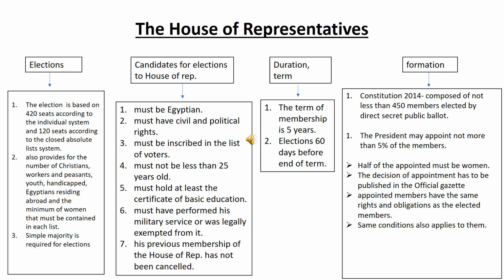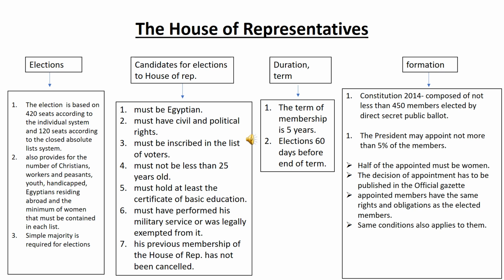How can a certain potential member in the election pass and be an actual member in the House of Representatives? By simple majority. So simple majority is required for the elections. The candidates for elections to the House of Representatives: what are the conditions required and must be fulfilled for a candidate in order to be able to run for the elections of the House of Representatives?